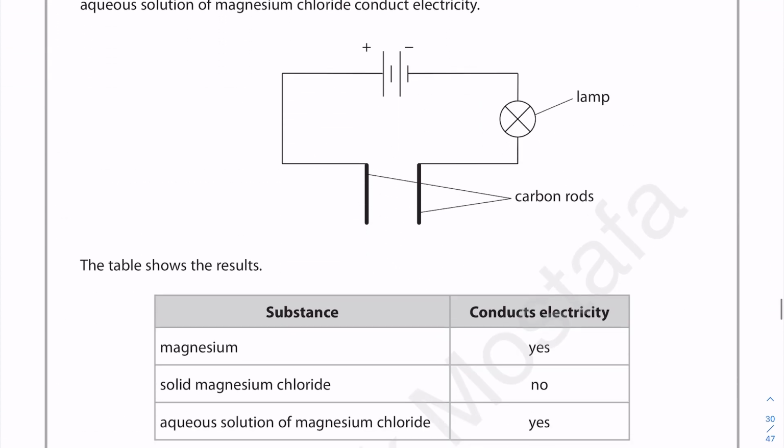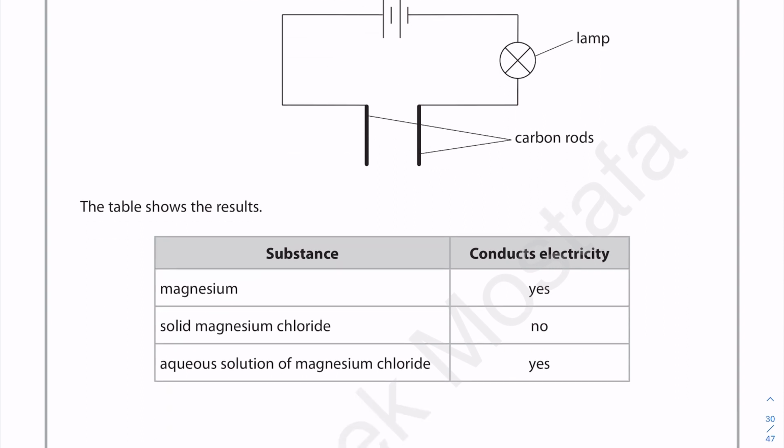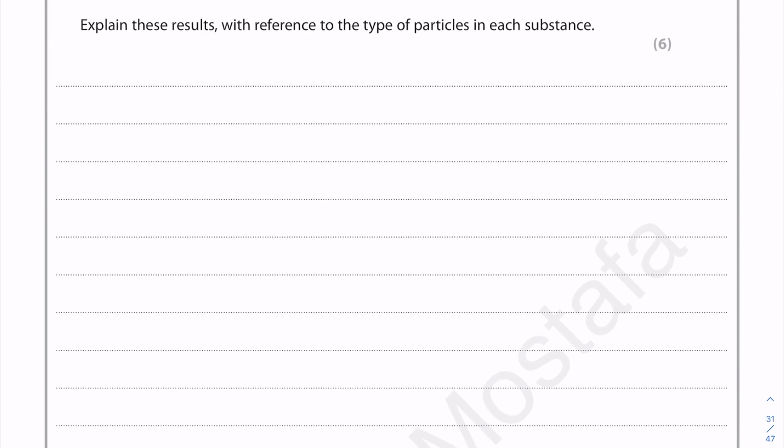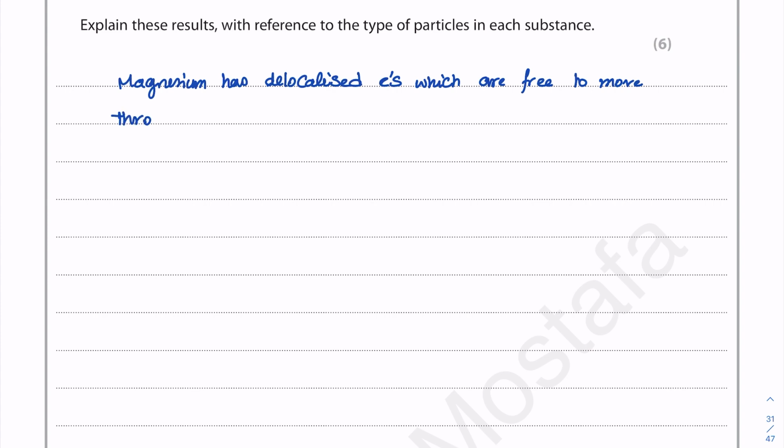طيب question 22. This apparatus is used to test whether solid magnesium chloride and aqueous solution of magnesium chloride conducts electricity. وراح مديني المغنيسيوم بيوصل كهرباء، السوليد مغنيسيوم كلورايد ما بيوصلش، الايكويس سوليوشن بتاع المغنيسيوم كلورايد بيوصل. فبيسأل هنا بقى explain these results with reference to the type of particle in each substance. طبعا المغنيسيوم بيبقى عنده delocalized electrons عشان ده metal، يبقى magnesium has delocalized electrons which are free to move through the metal structure. Delocalized electrons which are free to move through the structure اللي هو structure بتاع الميتال.